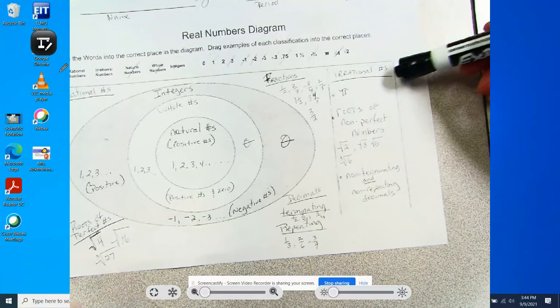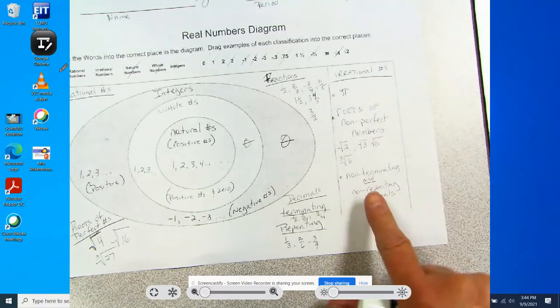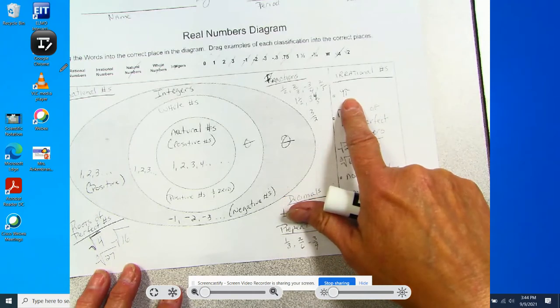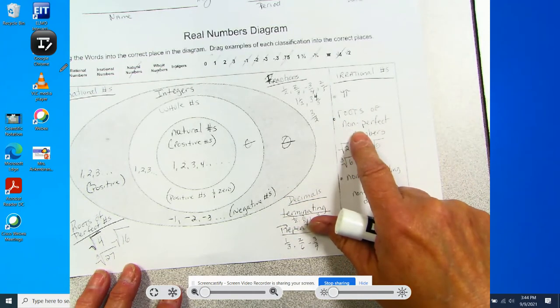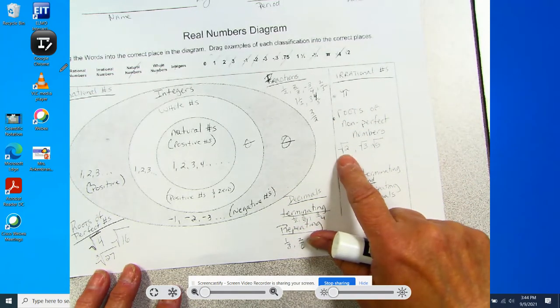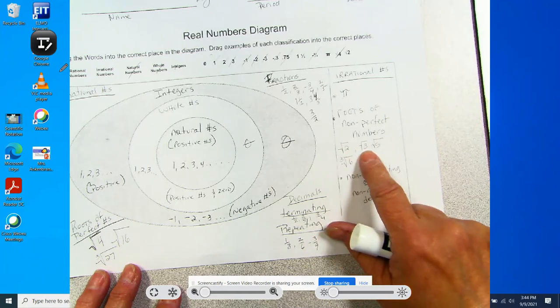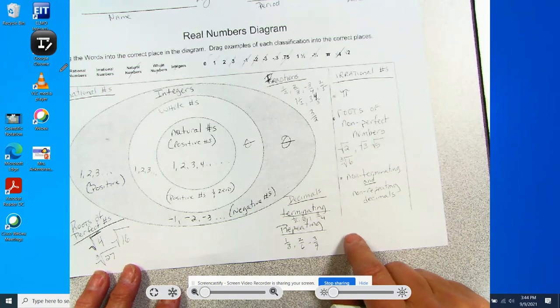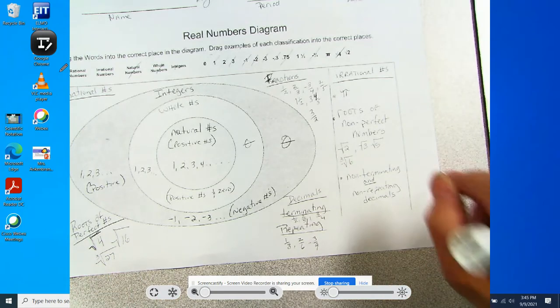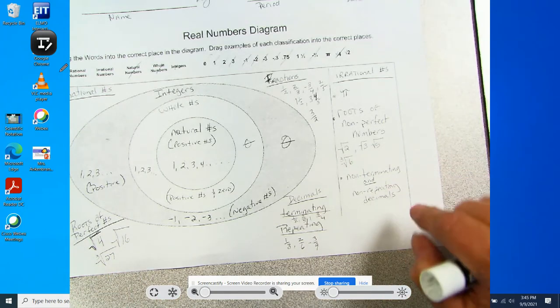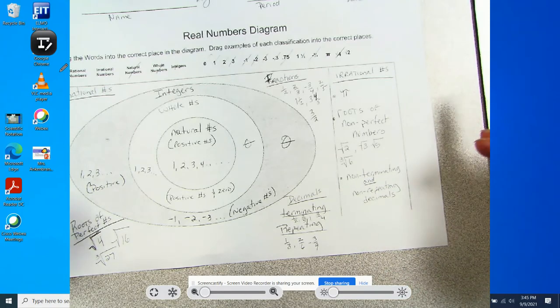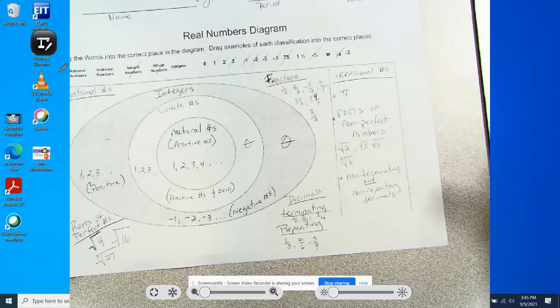Irrational numbers are numbers that are non-terminating and non-repeating decimals. That includes pi, roots of non-perfect numbers, such as the square root of 2, the square root of 3, the square root of 5, the cube root of 6. So these are non-terminating and non-repeating numbers. So this is your diagram. When you look at a number to classify it, you have to ask which number set it falls into.